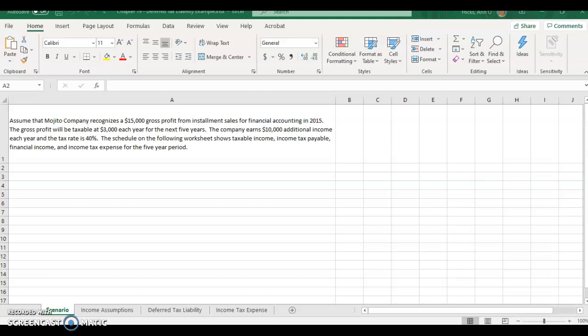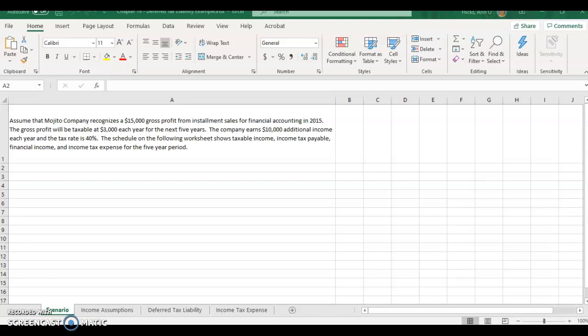So here's the scenario we're going to walk through. We're going to assume that Mojito Company recognizes a $15,000 gross profit from installment sales for financial accounting in 2015. Now, installment sales, you probably realize, are sales wherein we're allowing the customer to pay us in installments over a period of time. But we know from an accrual-based perspective that we recognize income when we have met our performance obligation, not when we collect the cash. So we're going to recognize this $15,000 in financial income immediately in 2015.